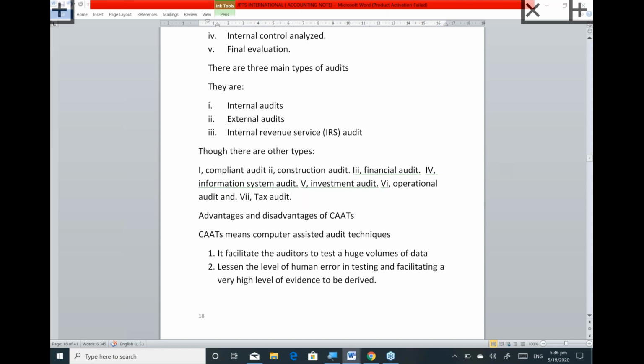Number 2, lessening the level of human errors in testing and facilitating a very high level of evidence to be derived. So what we are saying is that human error can bring figures down or raise the figure up, but your computer is very straight. Errors can easily be minimal.